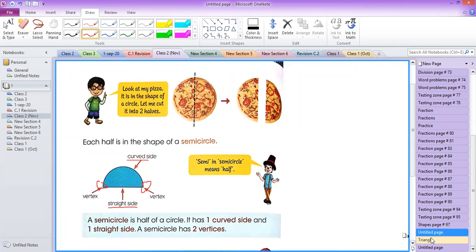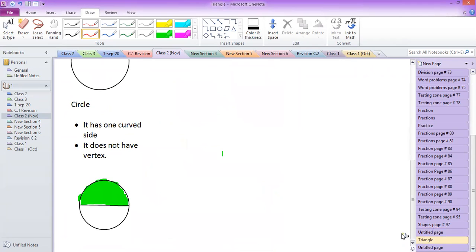Yes, how many sides are there? Two sides. One is curved and one is flat. It's a fraction. One is flat and one is curved. So you can write here.